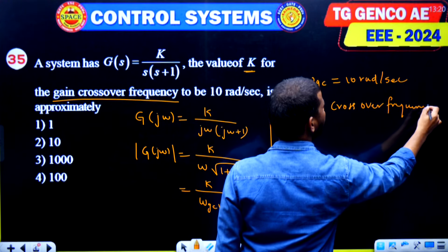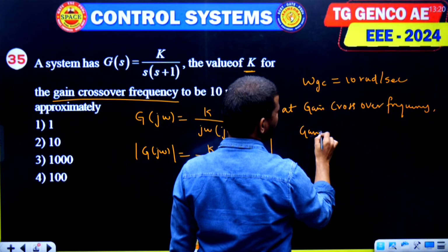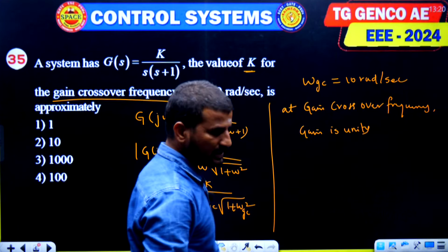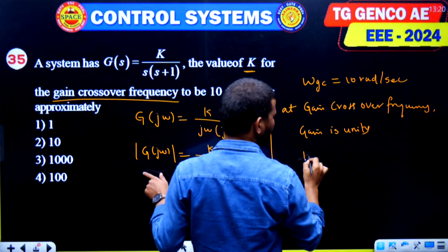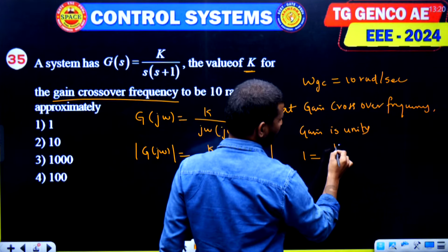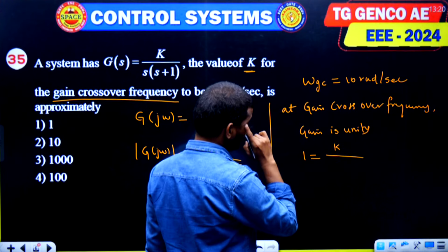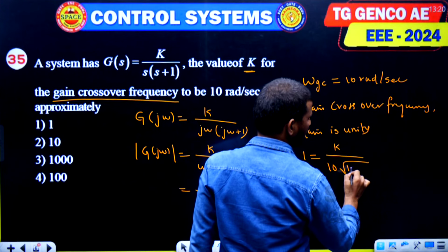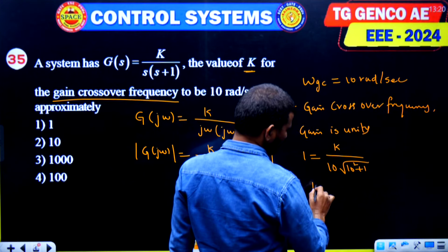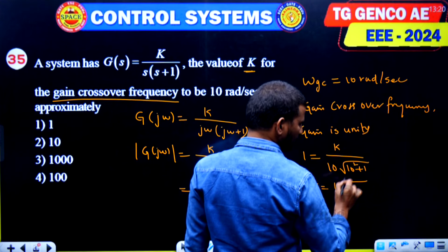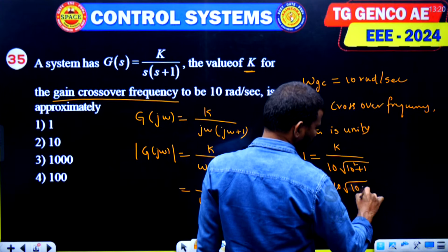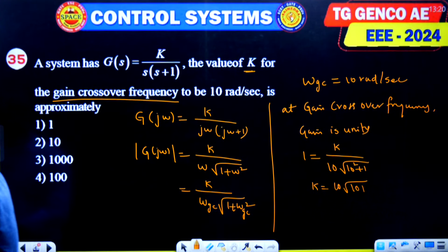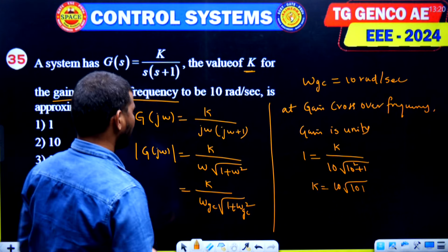At the gain crossover frequency, gain is unity, right? Gain is unity, or equal to 1. Thereby, the left hand side will be 1, and the right hand side will be k divided by omega gc, which was given as 10, into root over 10 square plus 1. So, therefore, k is equal to 10 into root over 10 square plus 1, which is root of 101.